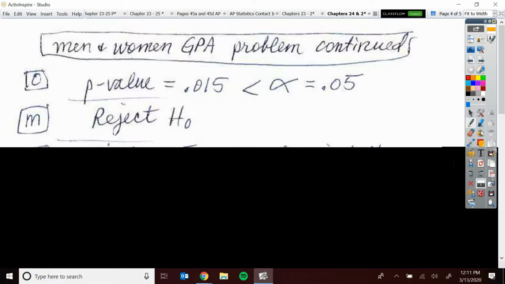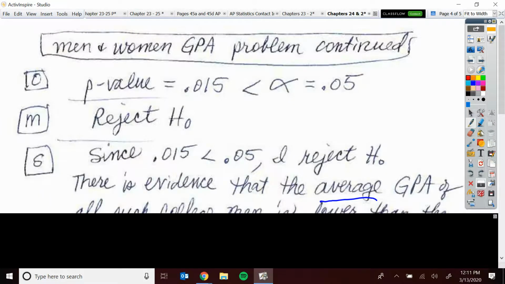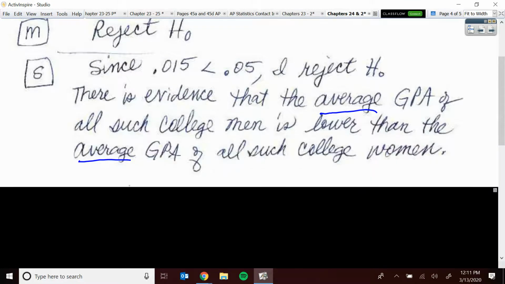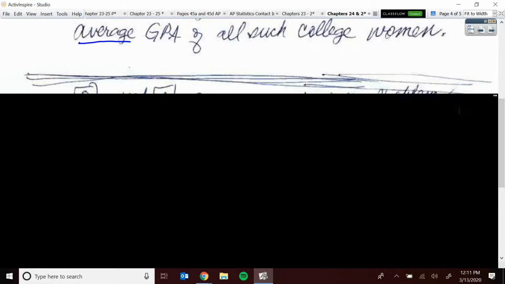We've got then a p-value that is less than alpha, so we reject the H0 and have evidence that, see, I can describe two averages here. I have evidence that the average GPA of all such college men is less than the average GPA of all such college women. Of course, I could state that differently. The average GPA of all such college women is greater than the average GPA of all such college men. Either way is equivalent.